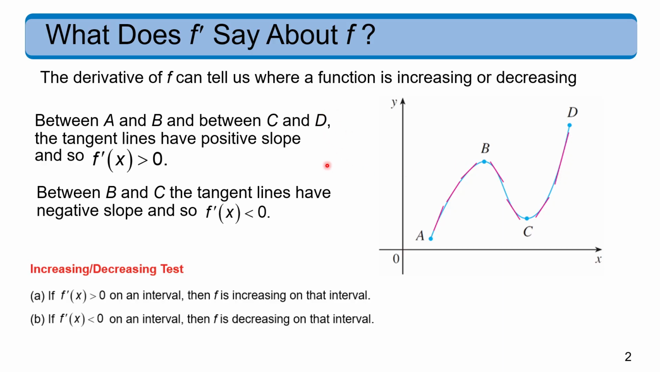So here we've summarized that observation. Between those two sections we just described, the tangent lines have positive slope, meaning f prime is positive, right? Because f prime represents the slope of the tangent. So if the tangent has a positive slope, then f prime would be positive. And we also saw these two segments corresponded to the function increasing.